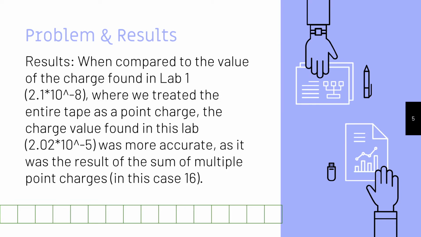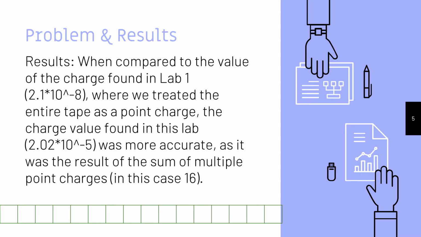After completing these steps, the value of the charge found was 2.02 times 10 to the negative fifth coulombs, which, when compared to the value of the charge found in Lab 1, which was 2.1 times 10 to the negative eighth coulombs, where we treated the entire tape as a point charge, is more accurate as it is the result of the sum of multiple point charges, in this case 16.